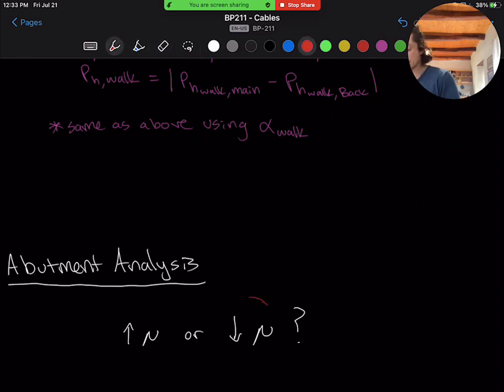The correct answer is that decreasing mu would make this check more conservative. This is because it allocates a larger portion of the cable force into the anchor if we're decreasing our friction across the tower column saddles and walkway hump.